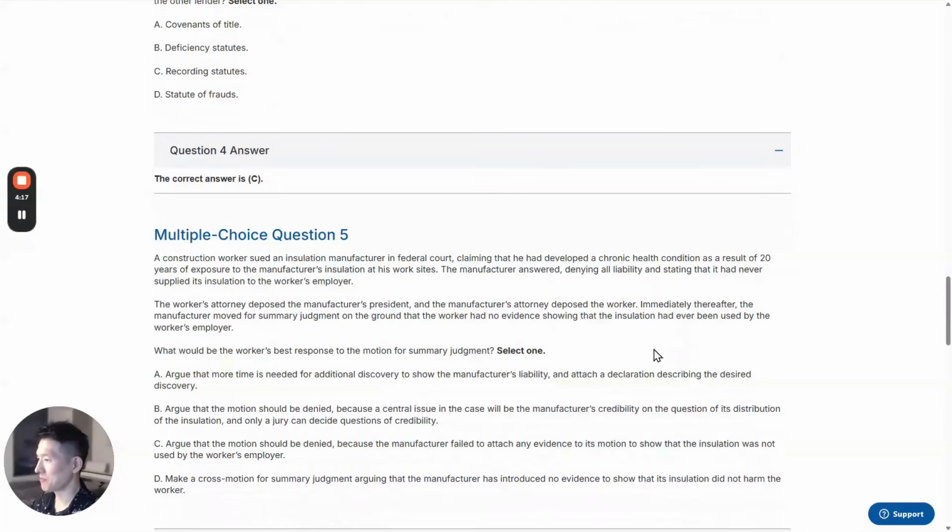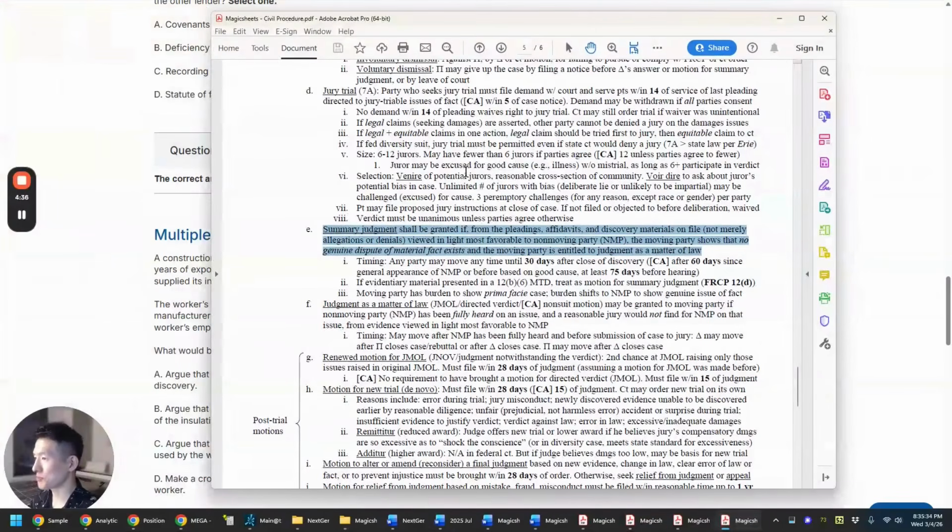All right, question 5. What is this question about? Summary judgment. Okay, so we have civil procedure right off the bat. So what is summary judgment? Procedurally, that happens before trial. Let's pull up the definition here. Summary judgment shall be granted if, from the pleadings, affidavits, and discovery materials on file, viewed in the light most favorable to the non-moving party, the moving party shows that no genuine dispute of material fact exists, and the moving party is entitled to judgment as a matter of law.